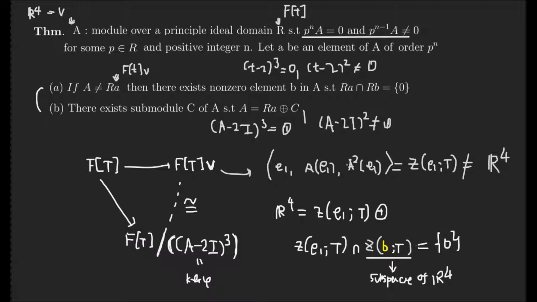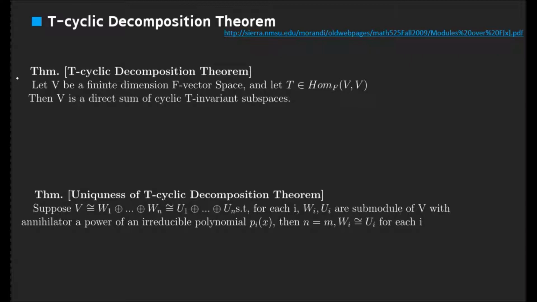By the definition of direct sum, the intersection of each set can be only 0. This is B1, B. In this case, B, T. By this theorem, we can finally deduce this here. This comes to the so-called T-cyclic decomposition theorem. I'll say the T-cyclic decomposition theorem is here.